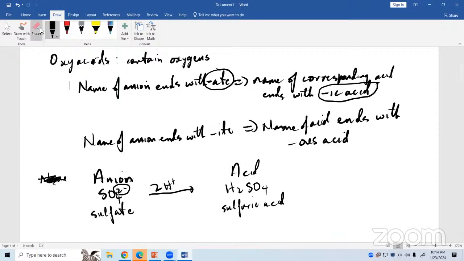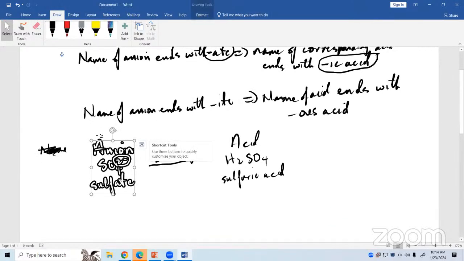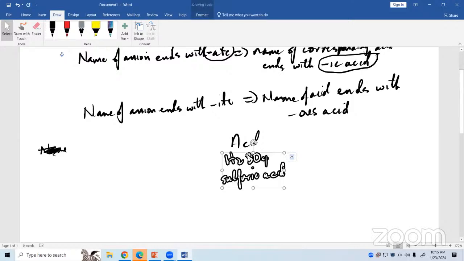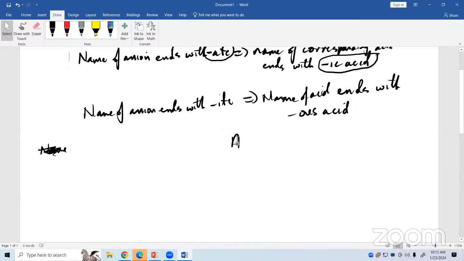All right, now let me get rid of this here. Oops. All right, so again, we're going to start with anion to acid.